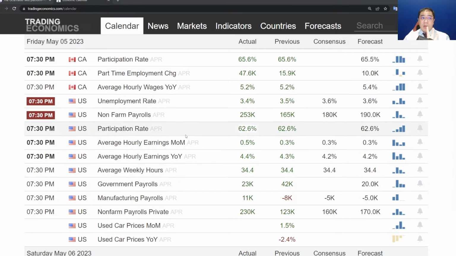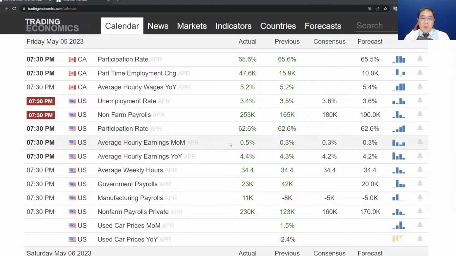But this is what you're going to be looking at. Number three is the average hourly earnings per month. The expectation was 0.3%. We have an increase to 0.5%. In terms of the yearly numbers for average hourly earnings year on year, it was expected to drop from 4.3% to 4.2%. We got an increase to 4.4%. So all three numbers come in really hot. We call this hot, right? It's better than expectation.